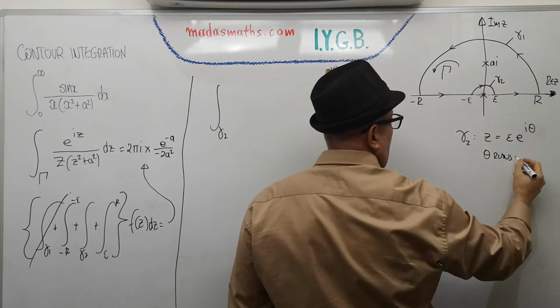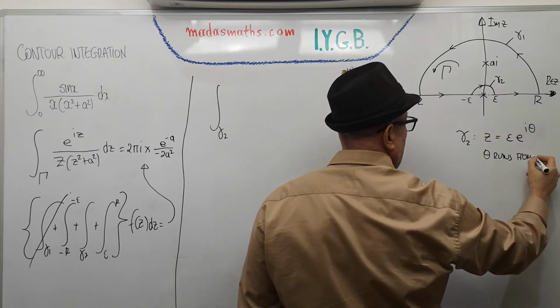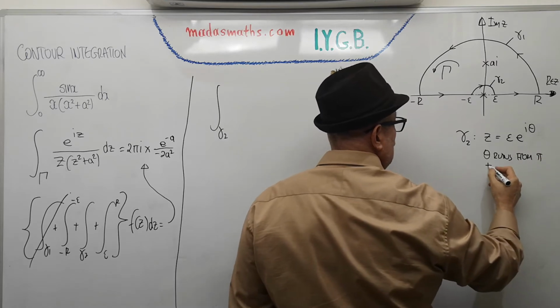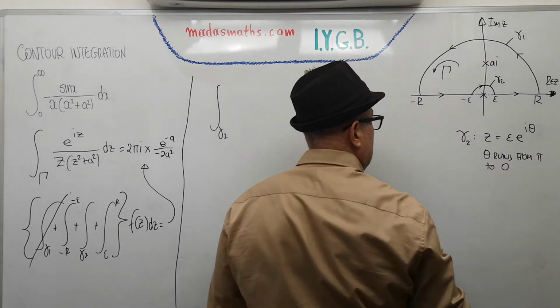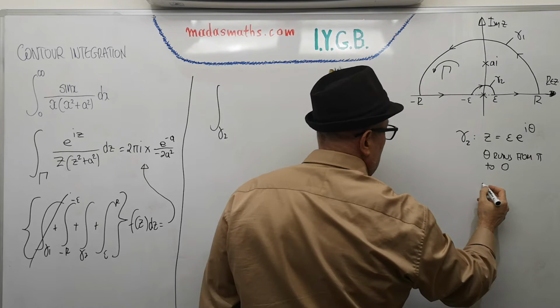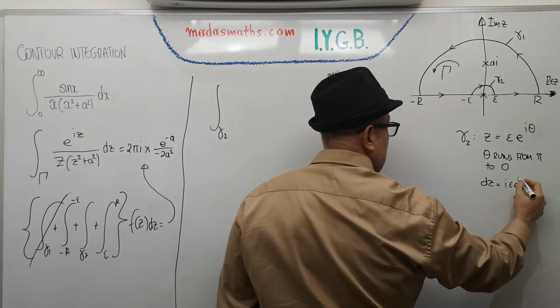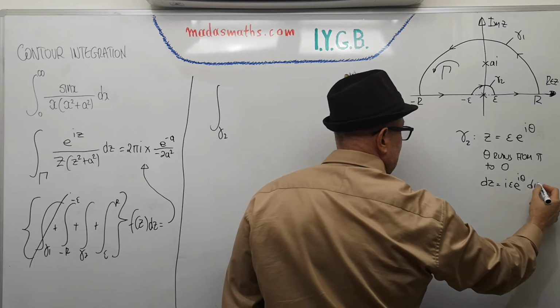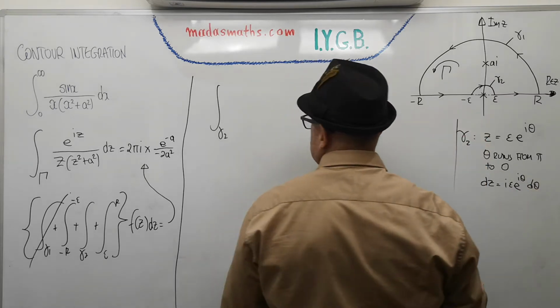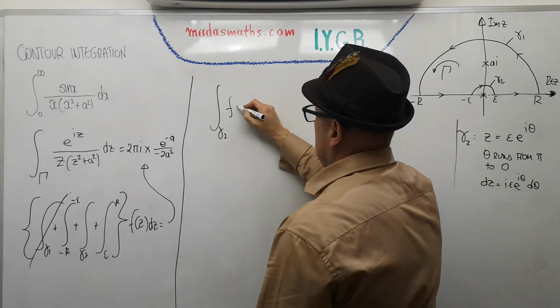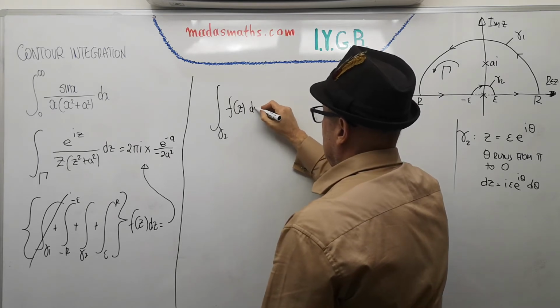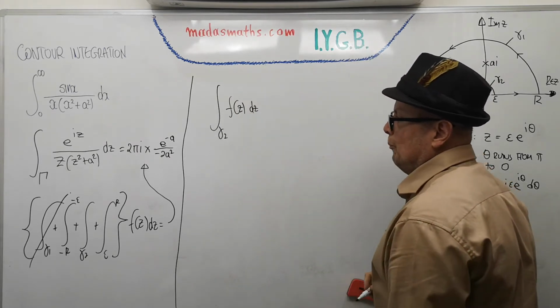because it's running clockwise, from pi to 0 in that particular direction. That's for the limits. And of course we need our dz, so our dz is i epsilon e to the i theta d theta. Okay, let's see now what happens when we're integrating f of z dz around gamma 2.